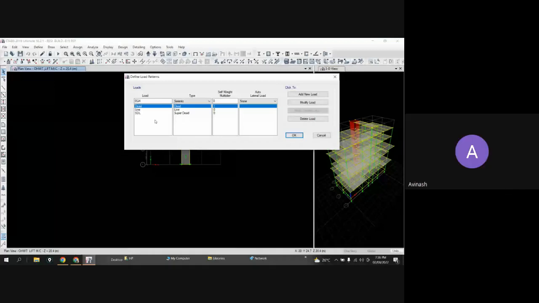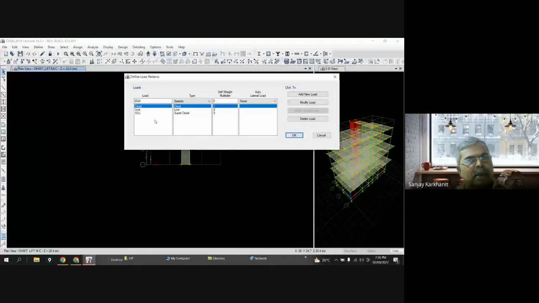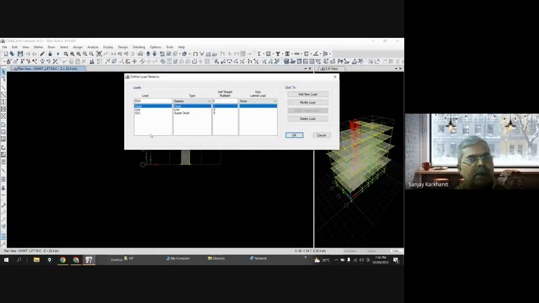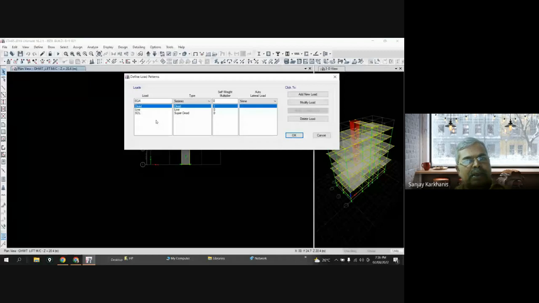Now you can see that the self-weight multiplier, except dead, everywhere it will be zero. And now you can see over here, auto lateral load. This facility is provided, but you can do it manually. If you find the equivalent static load at every floor manually, then you can apply it manually also.